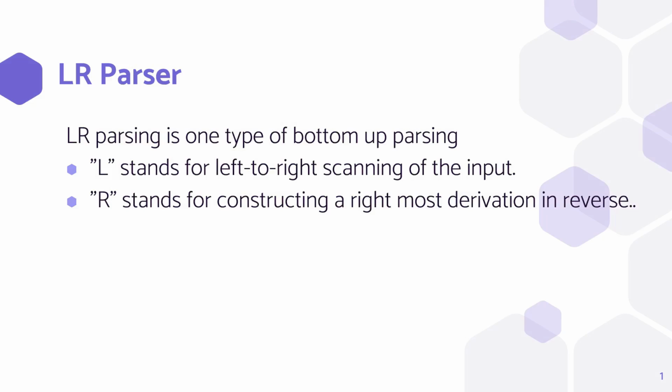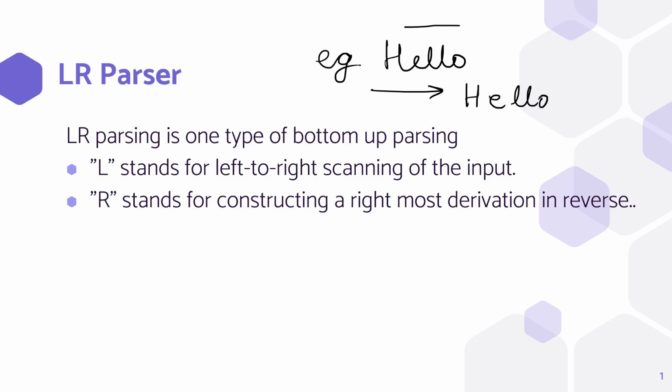LR Parser. LR Parser is an example of bottom-up parser. Here, L stands for left to right scanning. Say for example, we have a string hello. If I say that it is scanning from left to right, the first symbol it would scan is H, then E, then L, then O. If I say that it is scanning from right to left, then the first character it would scan is O, then L, then E, then H. So this scans from left to right.